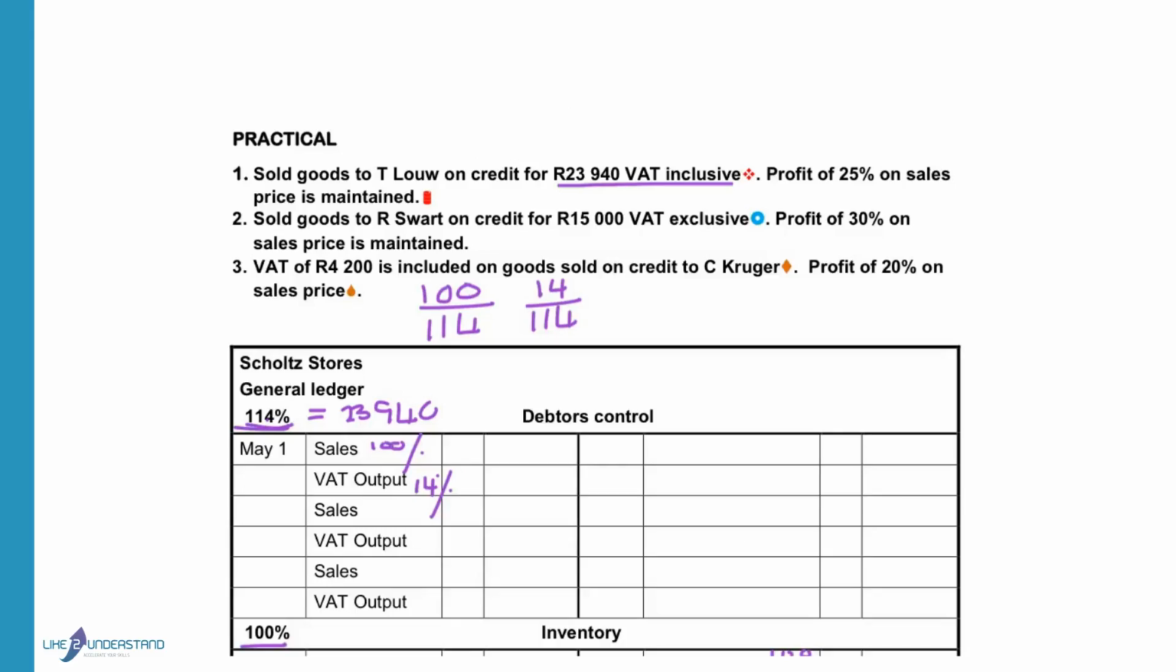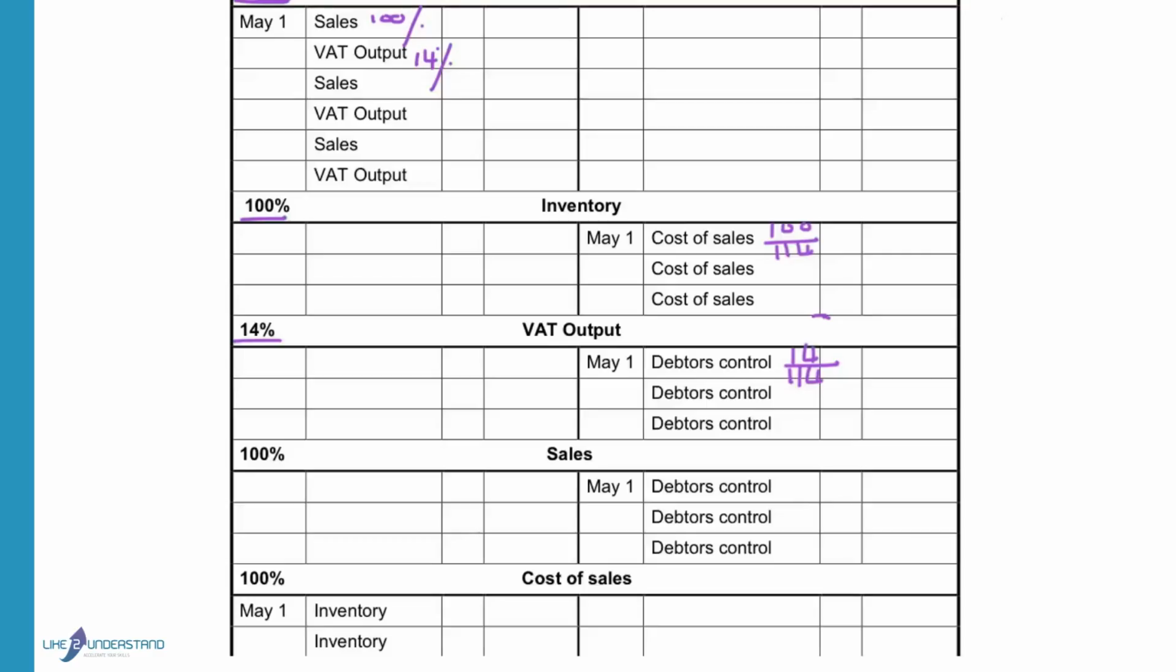Sold goods to Swart on credit 15,000 VAT exclusive. So that means this is the figure of the sales amount because there's no VAT included in that figure. The sales is 100% and they've given us the figure as 15,000 because it's VAT excluded. If I want to calculate the VAT amount, the one that I want, 14, divide by the one that I know, 100.